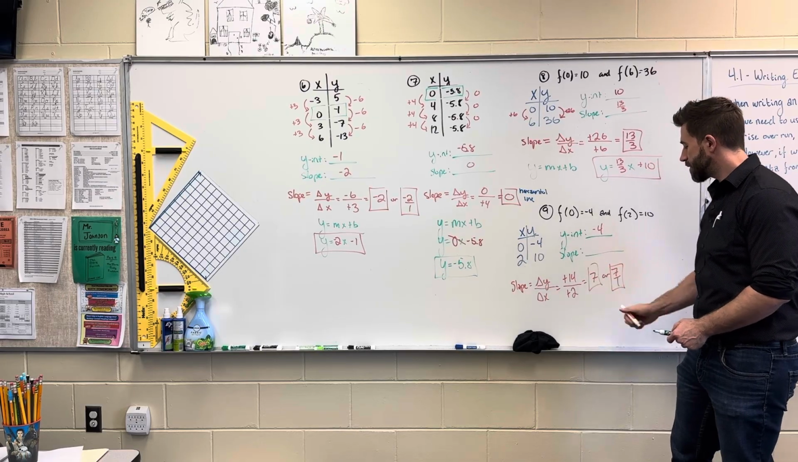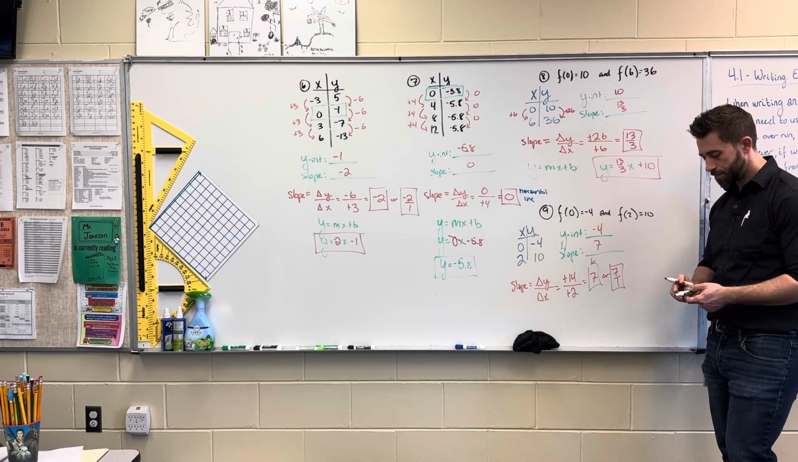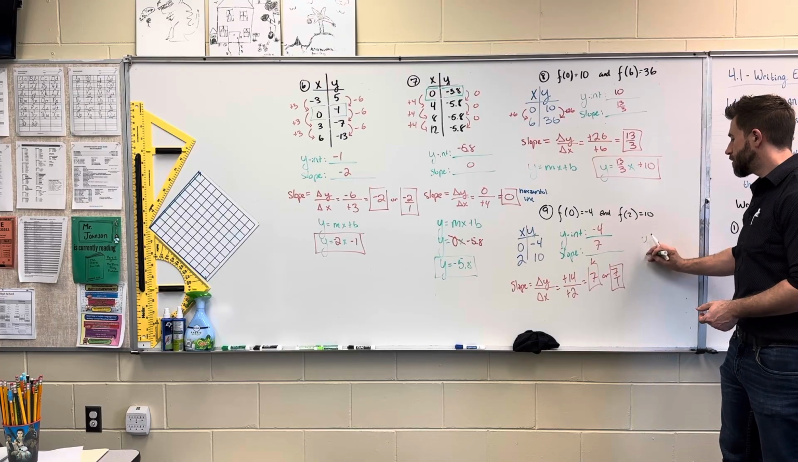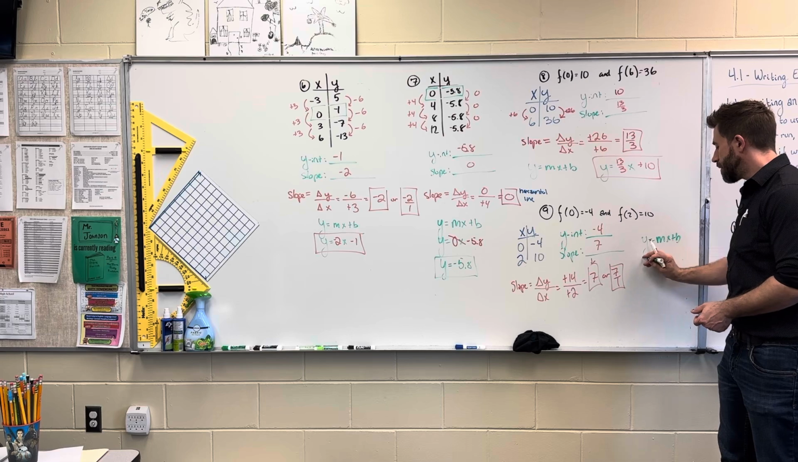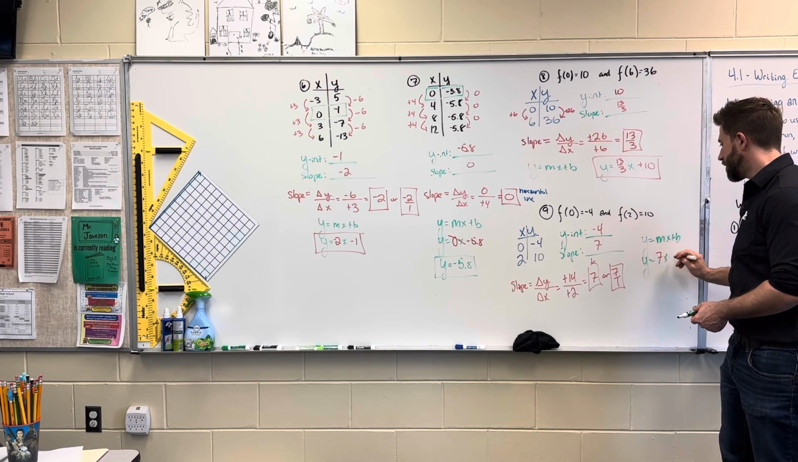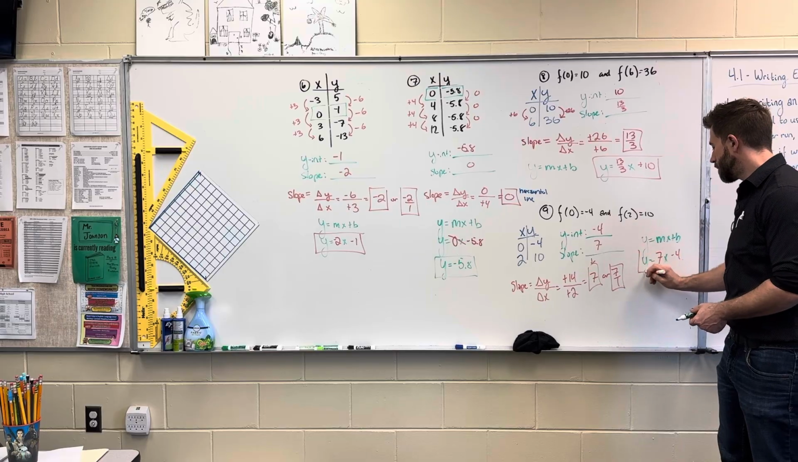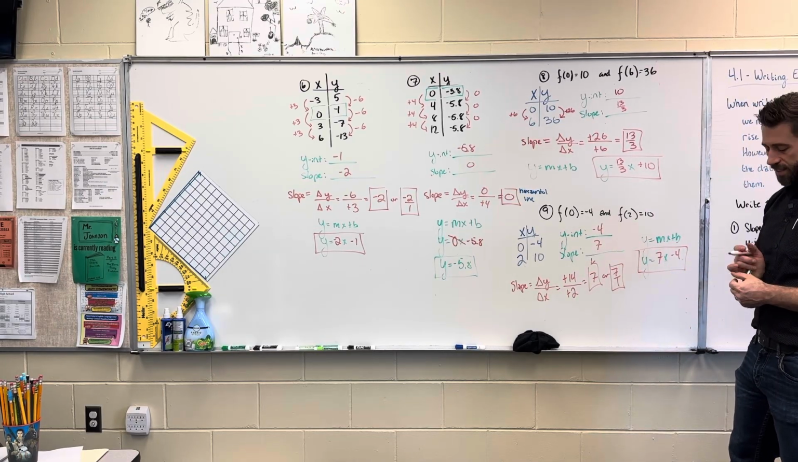Now, are we graphing this? No. So I'm just going to use that form, 7. So for my equation, I want to be able to say y equals mx plus b. That's going to give me y equals, my m is 7 and my b is -4. There we go. So like I said, super light and easy day.